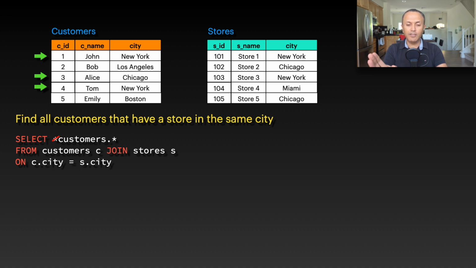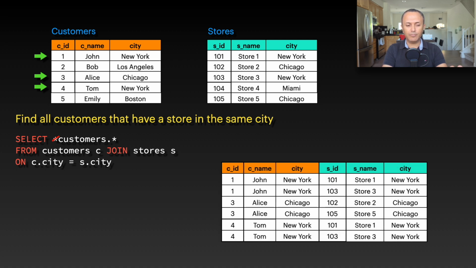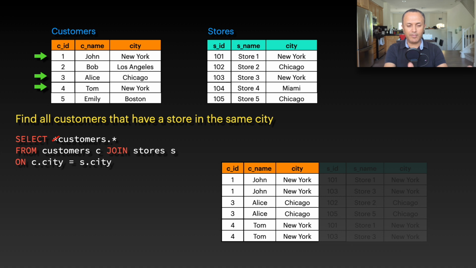Let's see. So the original query, if we do select star, this is the data that we'll get, right? All the different combinations between things in New York, things in Chicago, and so on. If we do the projection, so project only the 3 columns coming from the customer side, then this is the output of the query. This is close to what we want, but it's not exactly what we want, because we have duplicates here. John is duplicated twice, Alice is duplicated twice, and so on.